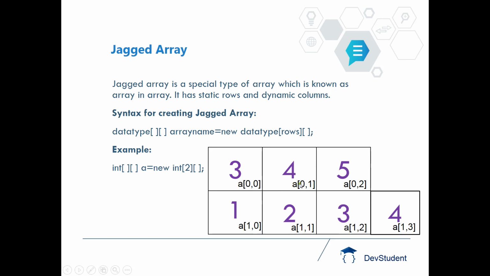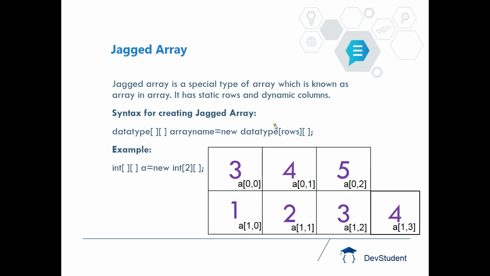In this example it's going to be 2 because we need 2 rows. Next is the square braces in which you have to leave empty, because you can't define the number of columns as it is varying in nature, where in the first row it is 3 and in the second row it is 4. So when you are creating a jagged array, you can mention the number of rows but not the columns. That is why a jagged array is known as an array with static rows and dynamic columns.